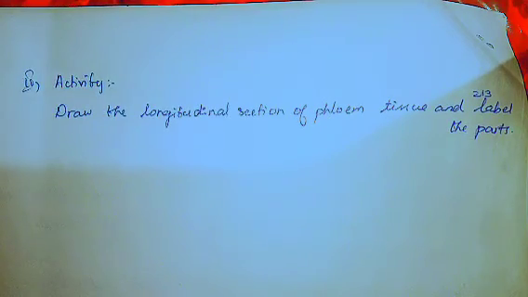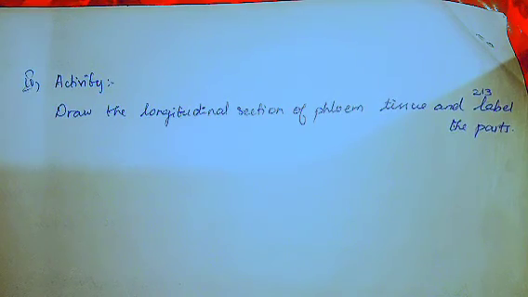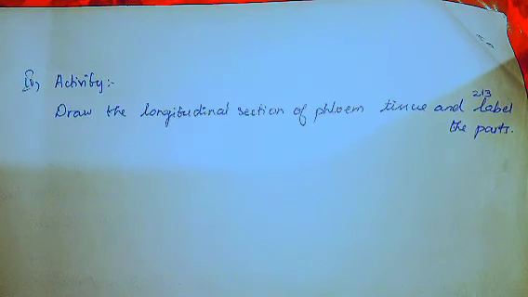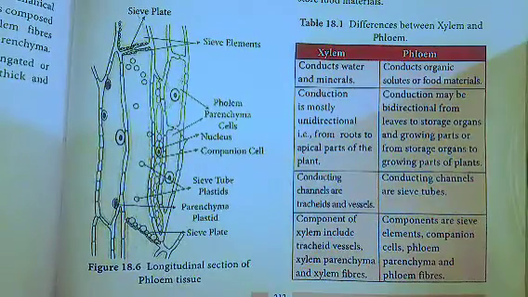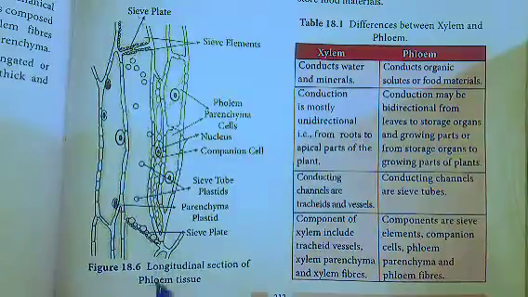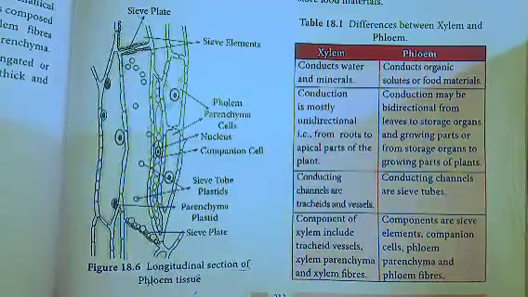And then fourth Roman letter, activity: draw the longitudinal section of phloem tissue and label the parts. This is on page number 213. This is the diagram for the activity, longitudinal section of phloem tissue.